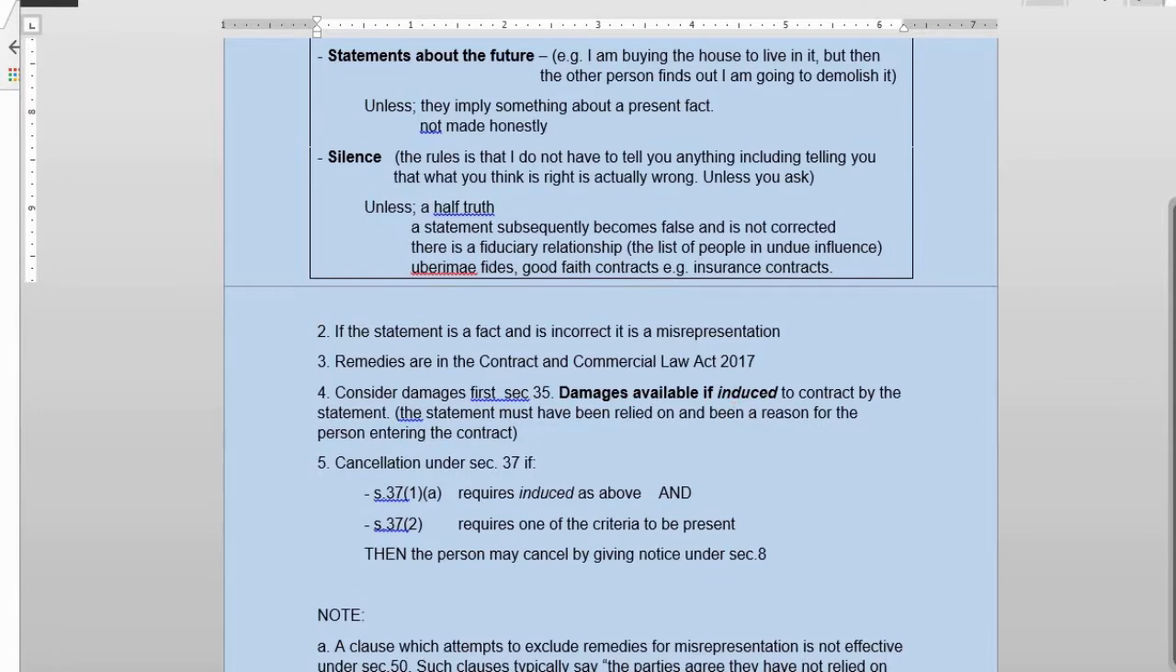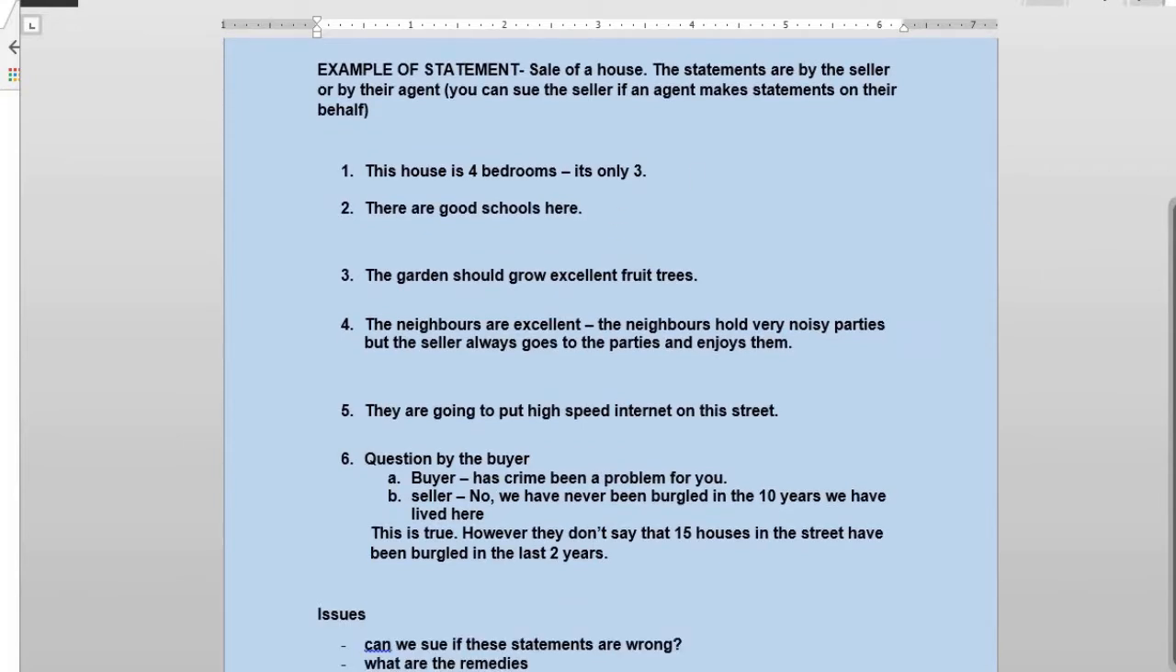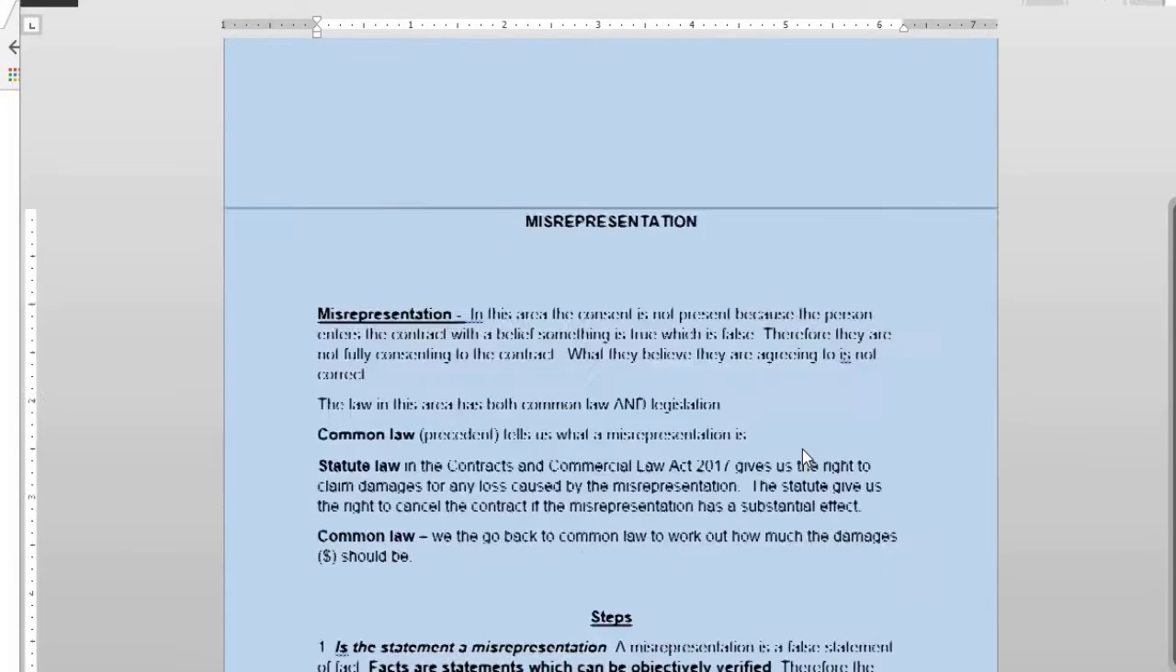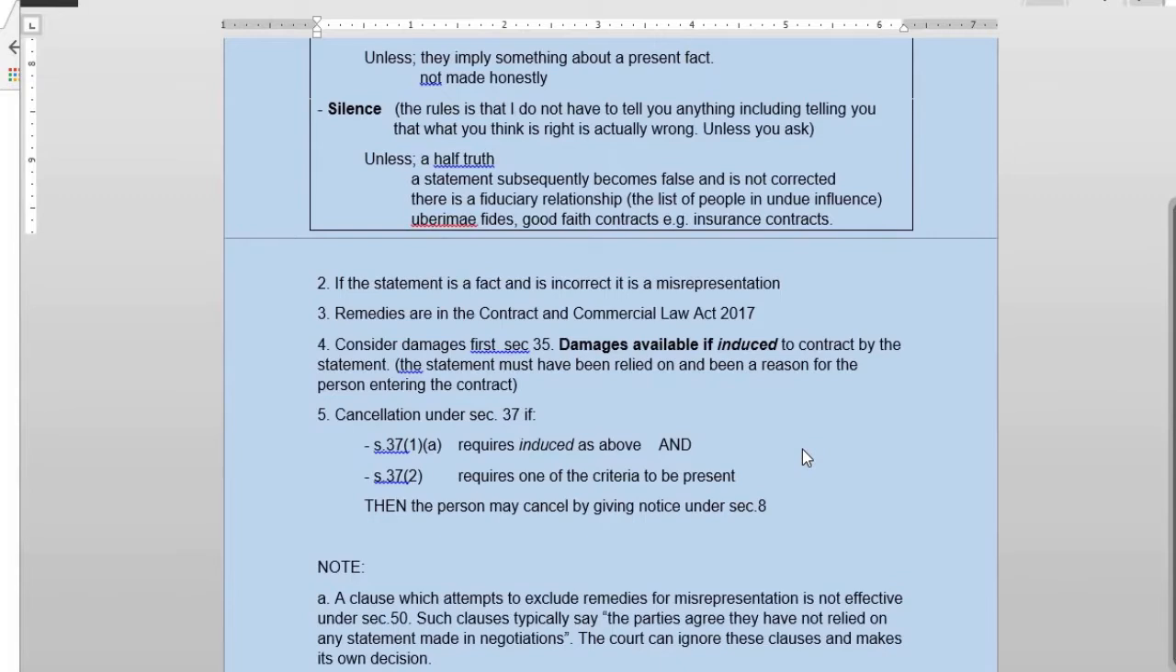So in those statements above, are people induced by these statements? Well, 4 bedrooms, clearly yes. Good schools. Any of those could be considered reasons to enter the contract, particularly the ones that have been asked about. When would we not be induced? And the answer to that is when we don't rely on the other person. So if I had asked the question about good schools and then gone to the schools and checked up with other people and also checked the records that are available, I'm not relying on that person.